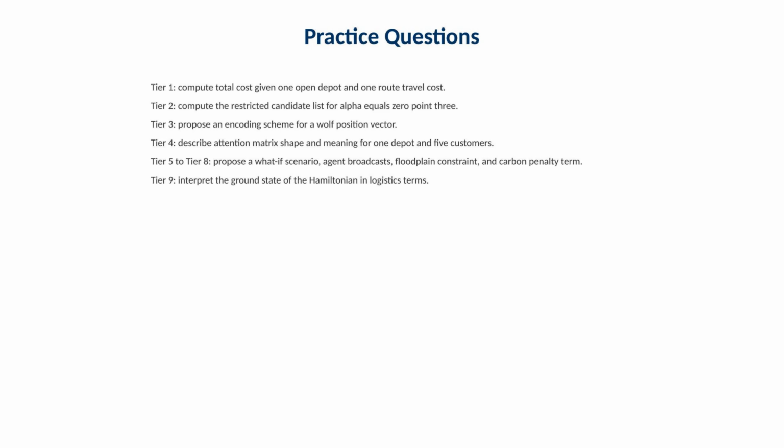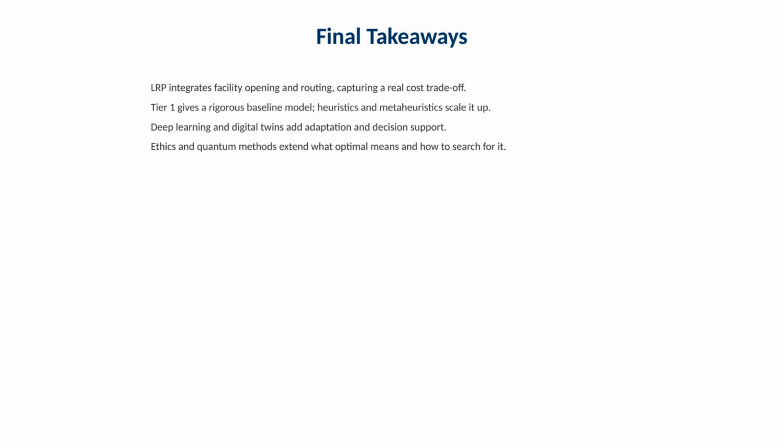The main lesson is that location decisions and routing decisions are tightly linked. You need an integrated approach to balance fixed facility costs and transportation cost. A rigorous Tier 1 model provides clarity while heuristics, meta-heuristics, and learning methods help scale. Digital twins and ethics broaden decision quality, and quantum approaches offer a future path for extremely large instances.